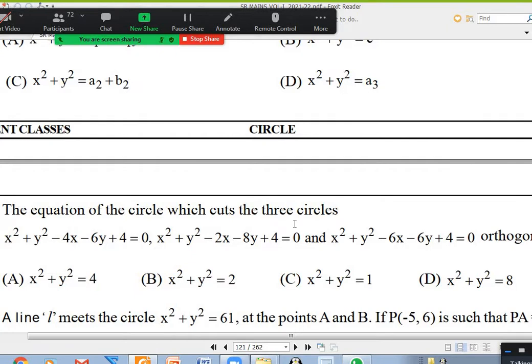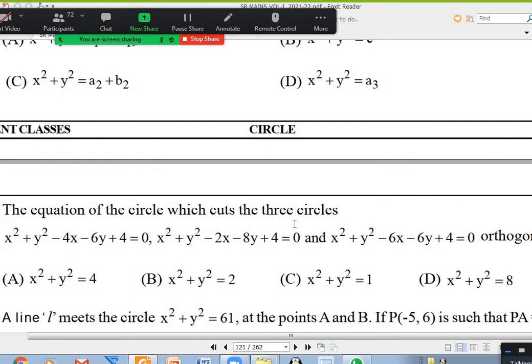We have an IP question, a standard question. They'll give 3 circles and ask to find a circle intersecting all 3 orthogonally. The general method has 2 methods. Let the circle be x² + y² + 2gx + 2fy + c = 0. Apply the orthogonality condition to the first one, second one, third one. 3 equations and 3 unknowns. You will get g, f, c values.